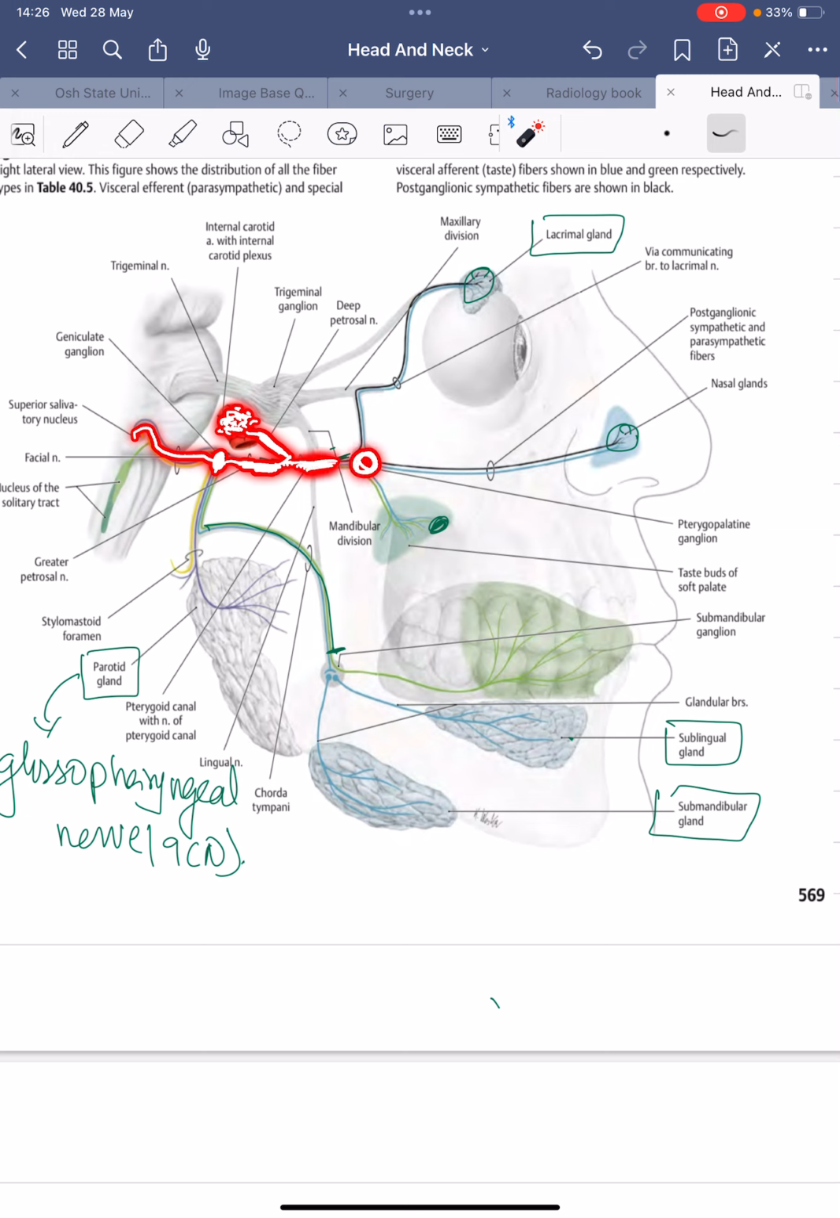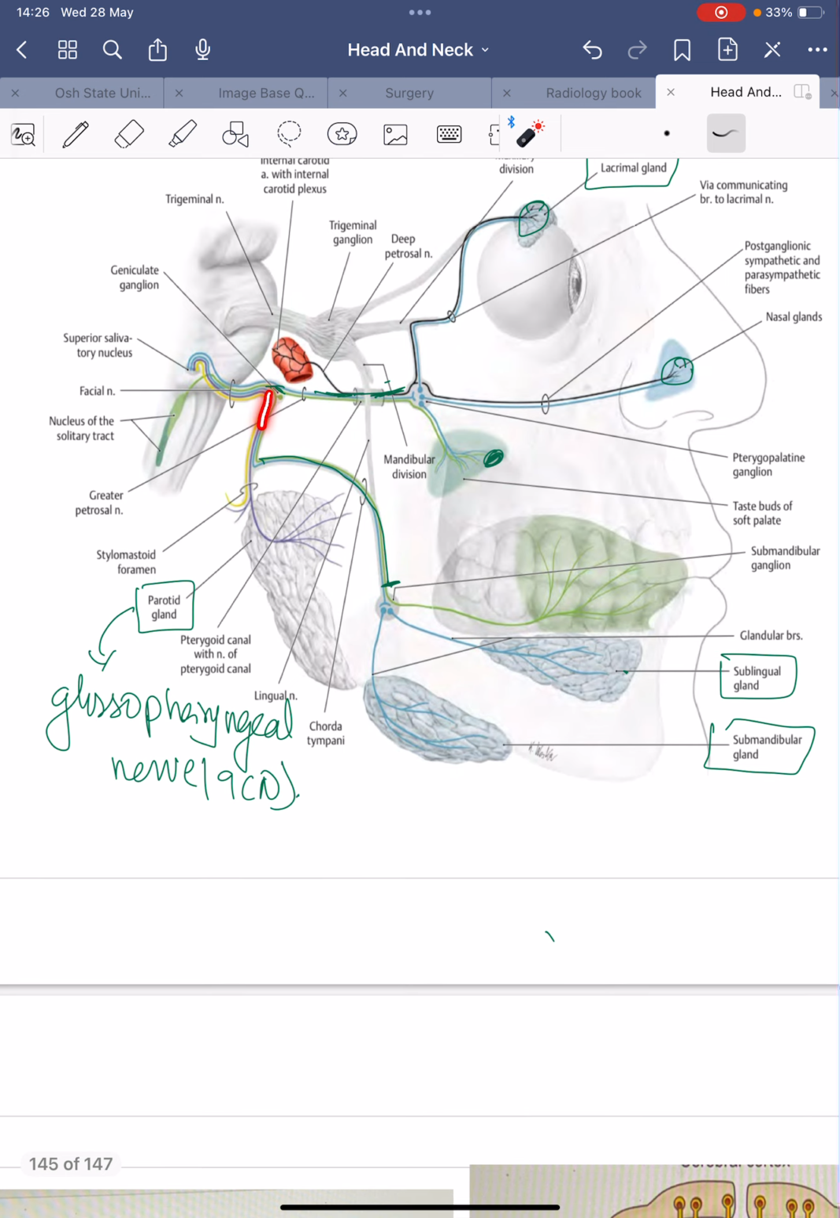This is your pterygopalatine ganglion. And from here, the fibers are going and giving innervation to the lacrimal gland, to the nasal gland, and to the palate gland also. Okay. Second, as it is going downwards, this is the stylomastoid foramen. It is exiting and passing through the parotid gland, not innervating the parotid gland, giving here 5 terminal branches. Parotid gland is innervated by your glossopharyngeal nerve.